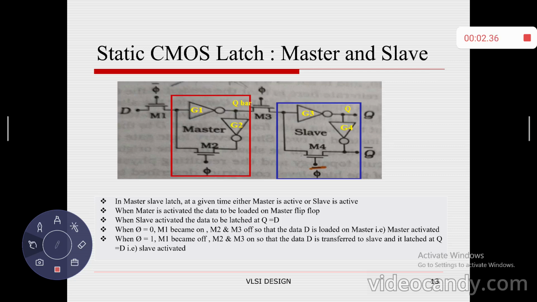Okay, so for example, as I said, in a D flip-flop, the output follows the input. For example, if I take D equal to 1, during phi equal to 0 the output at G1 will be D bar, so it will be 0. Again, when the slave is activated, the loading operation is performed through transistor M3, connected to G3. The D bar is 0, and 0 is again converted to 1. So the conclusion is that the output follows the input.